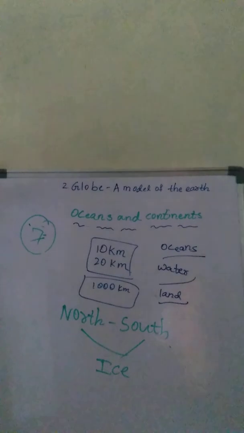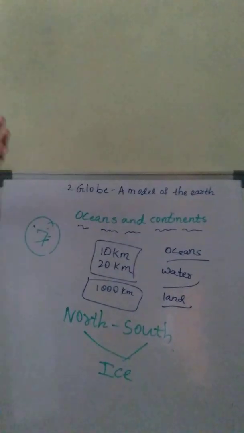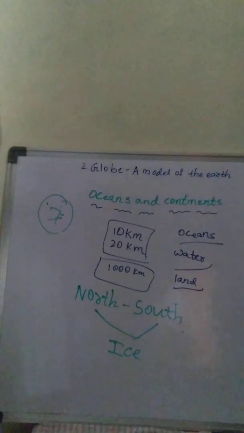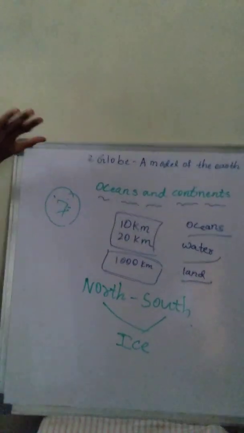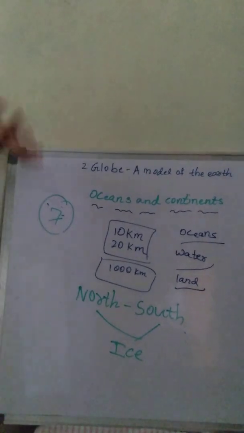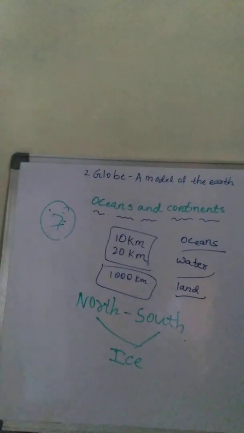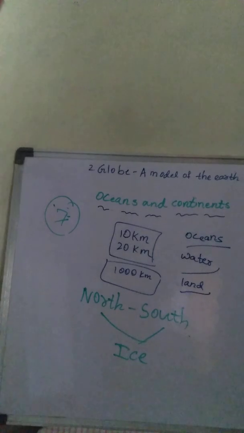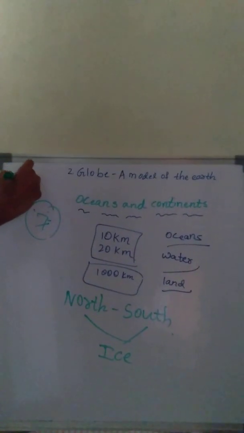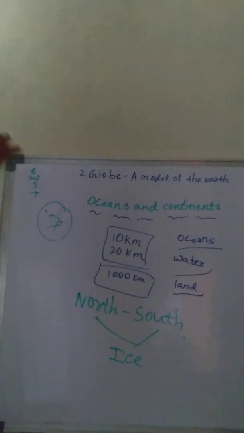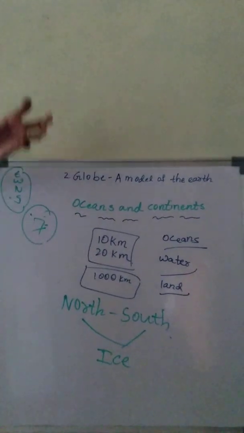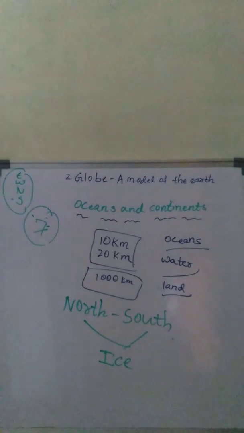In the first chapter, with the first lesson, we discussed the different directions, four types: east, west, north, and south. Now we'll discuss directions on the globe.